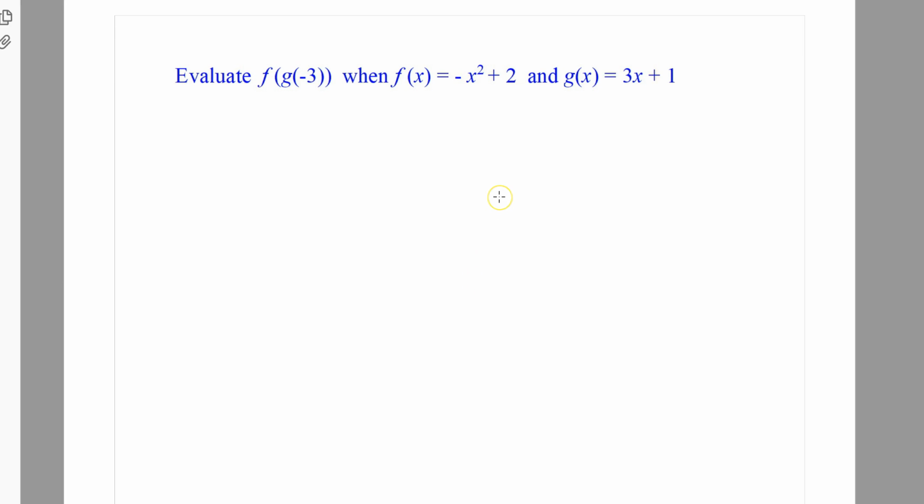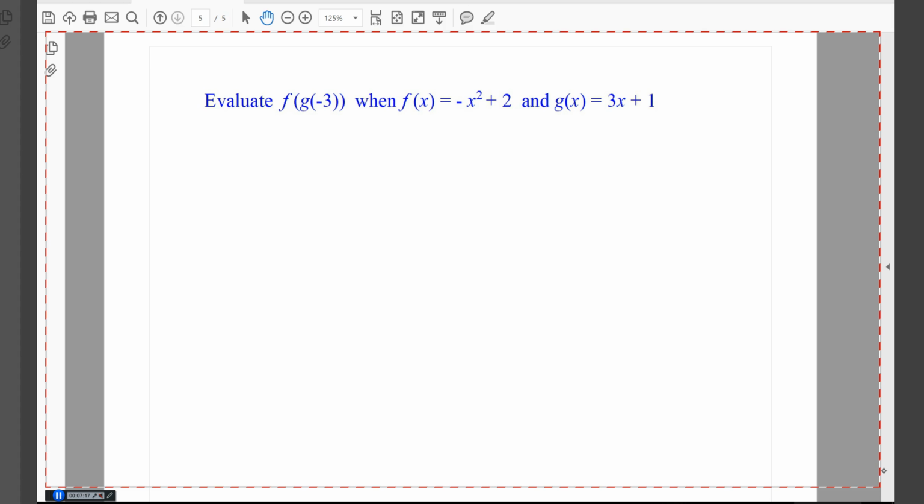Oh, here we go. We can do this one. Okay, so we can evaluate this one. This is kind of that internalized one, right? So we'll go ahead and go through this one real quick. Let me bring it back into my screen sketch. Okay, so again, we're going to evaluate f of g of negative 3 when f of x is equal to negative x squared plus 2 and g of x is equal to 3x plus 1.